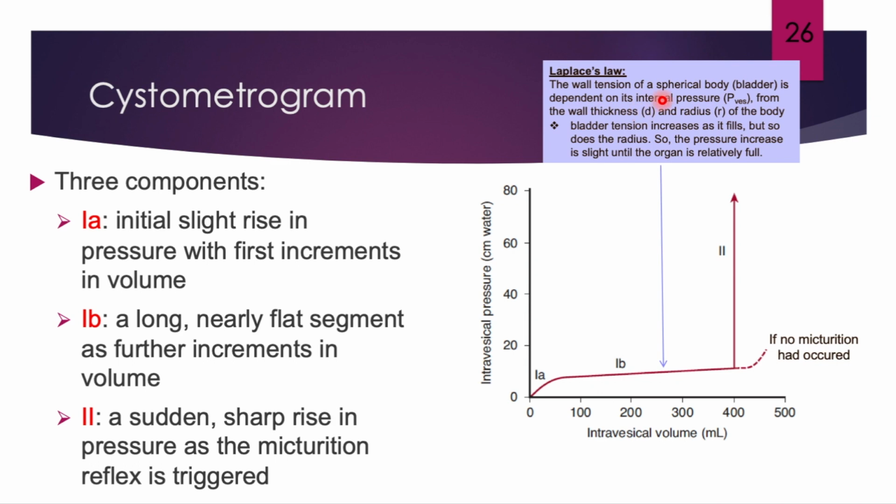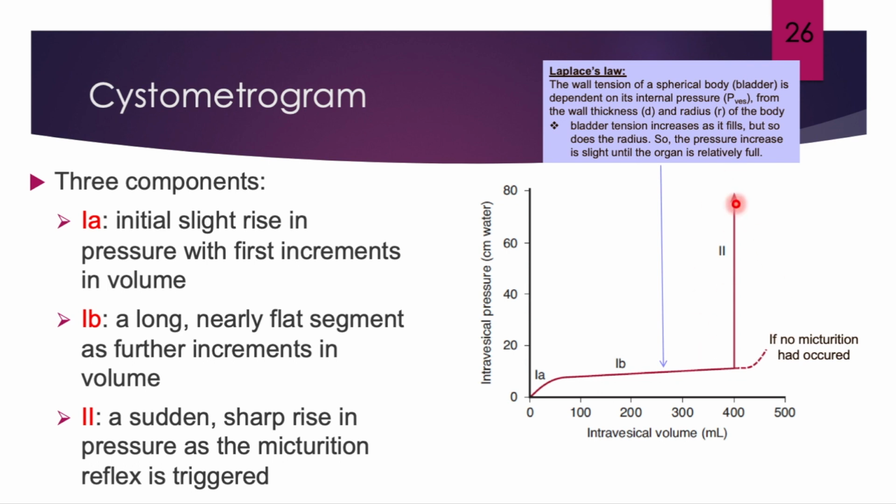According to Laplace Law, the wall tension of a spherical body, which is the bladder, is dependent on its internal pressure, wall thickness, and radius. So bladder tension increases as it fills, but so does the radius. So the pressure increase is slight until the organ is relatively full. Meaning, even when volume in the bladder keeps on increasing, the pressure increases only slightly because the radius of the bladder is also increased.